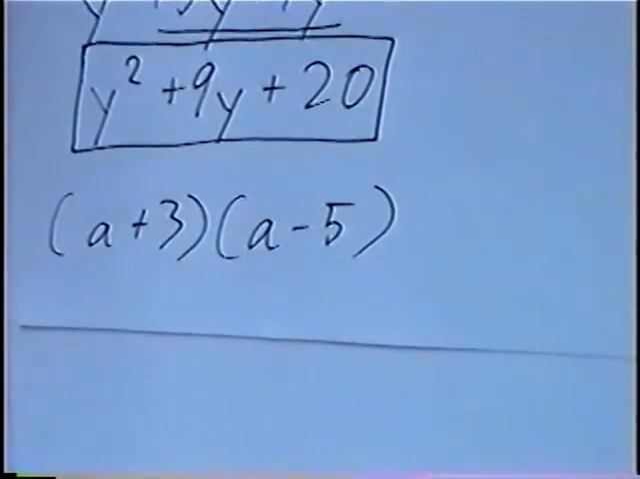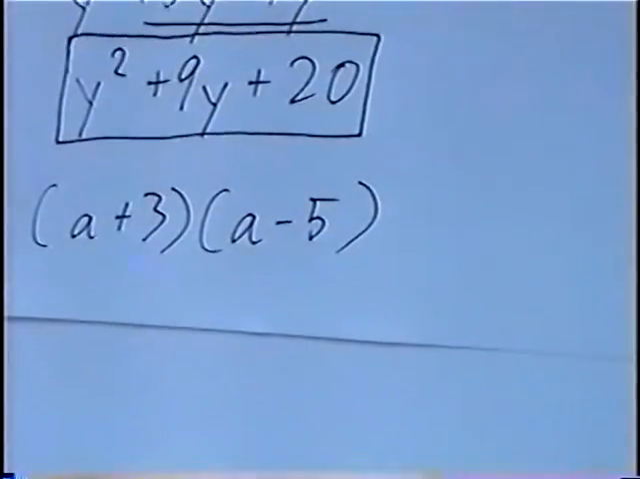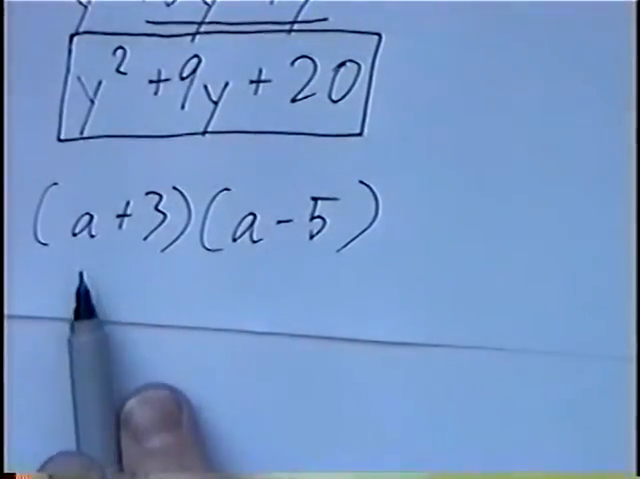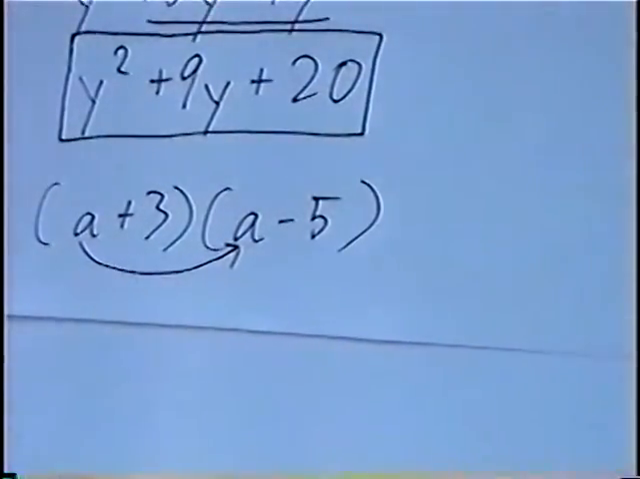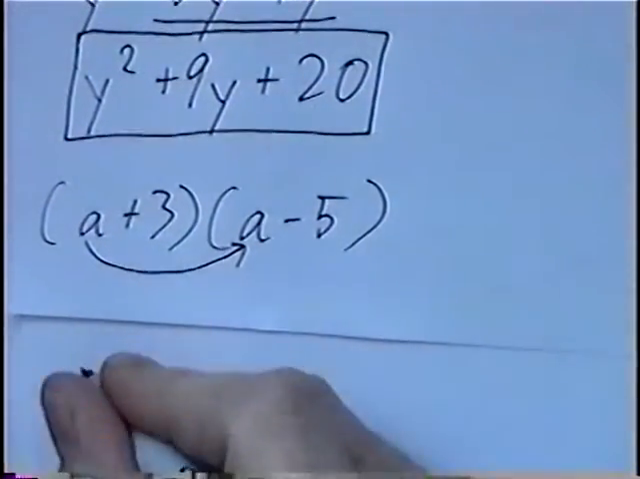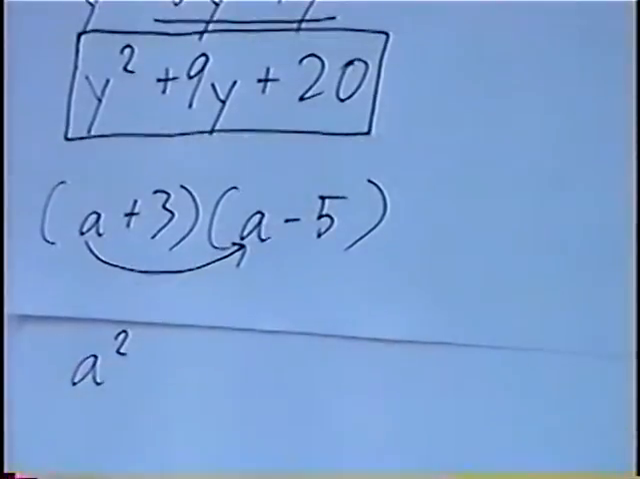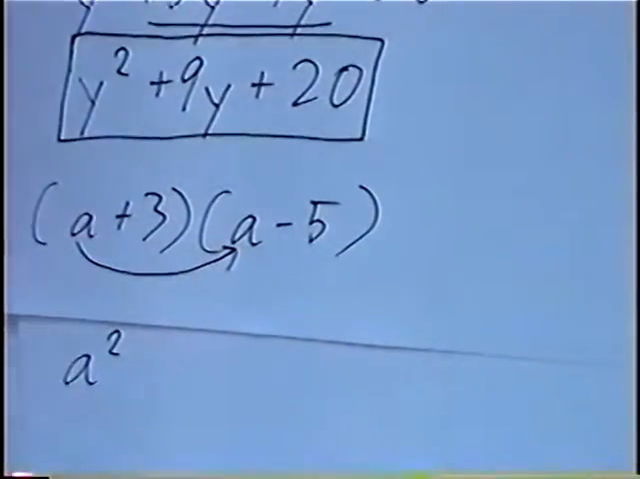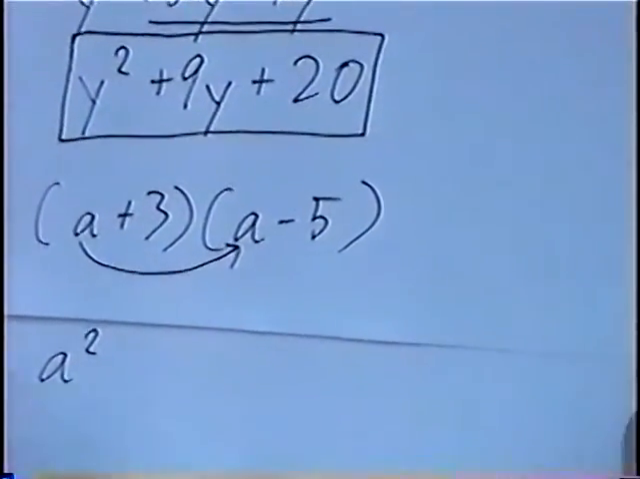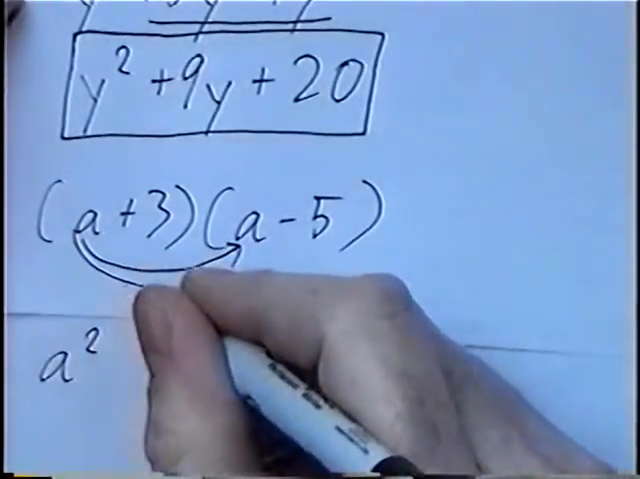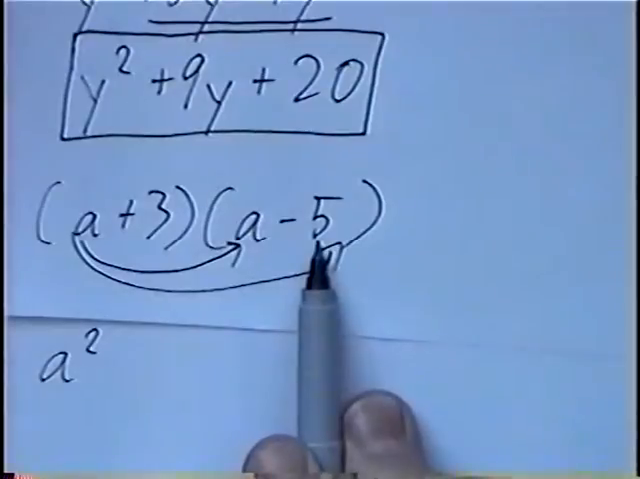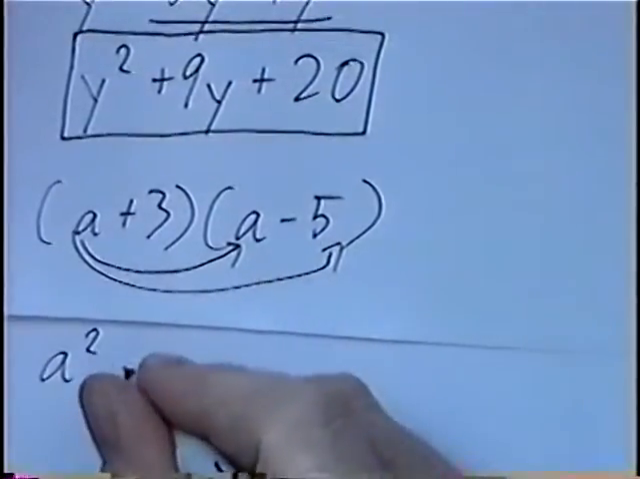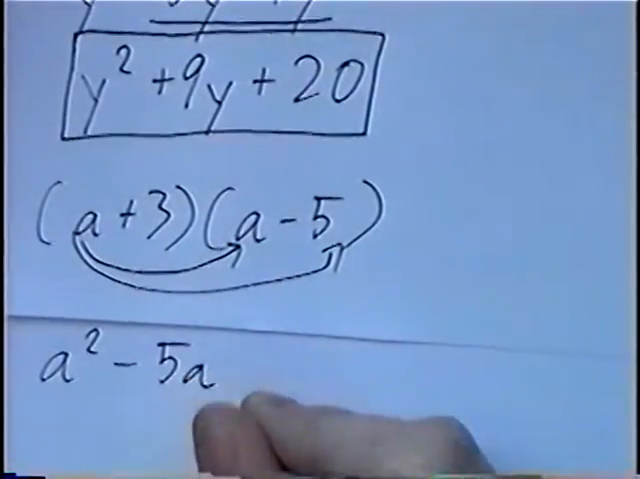And again, multiplying by FOIL, we'll have 4 steps to get the correct answer. The first variable for f would be a times a. A times a would be a squared. Multiplying the outside terms, which again will be the far left all the way over to the far right, a times a negative 5 this time. A times a negative 5 would be negative 5a.